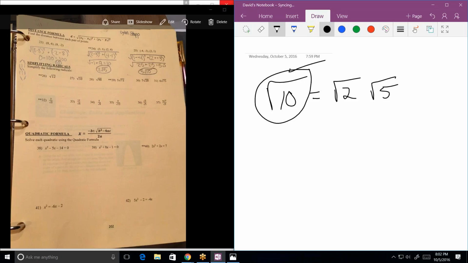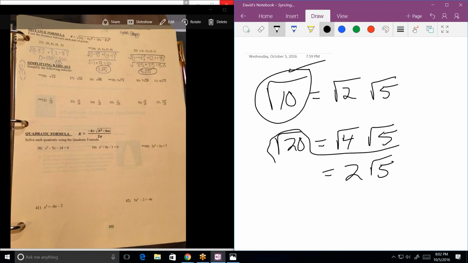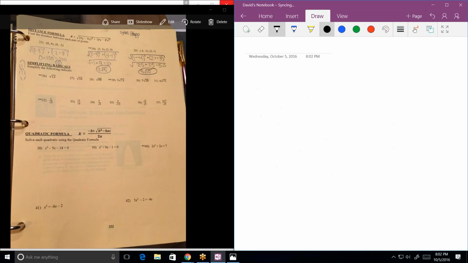If it was square root of 20, then that would be root 4 times root 5, and that would be 2 root 5. So square root of 20 ends up being 2 root 5. Square root of 10 you don't ever reduce. Okay, that makes sense.